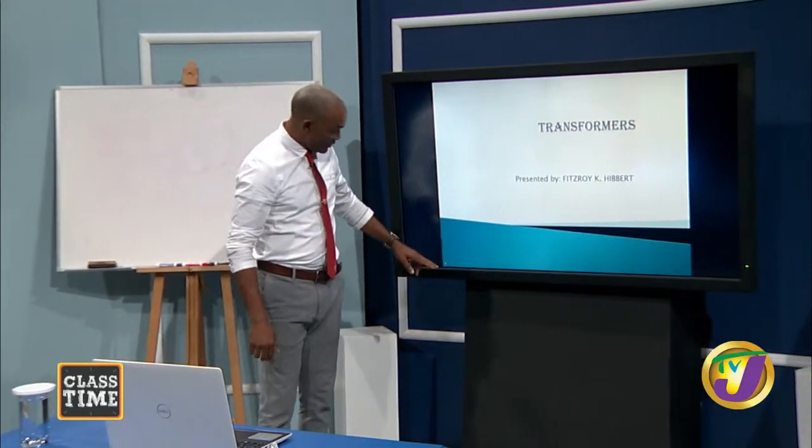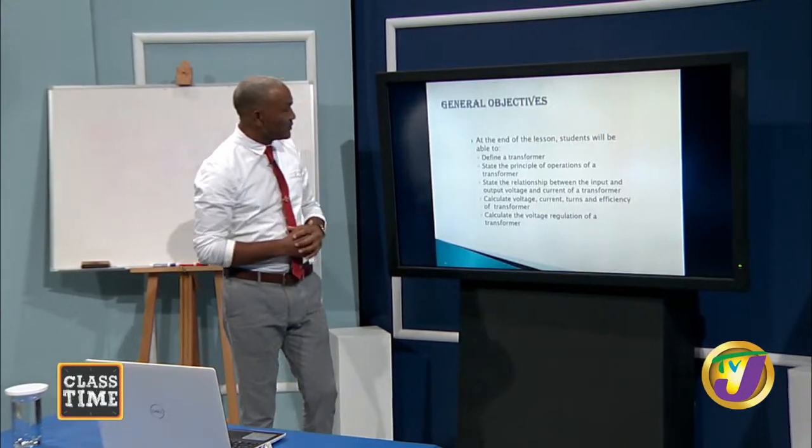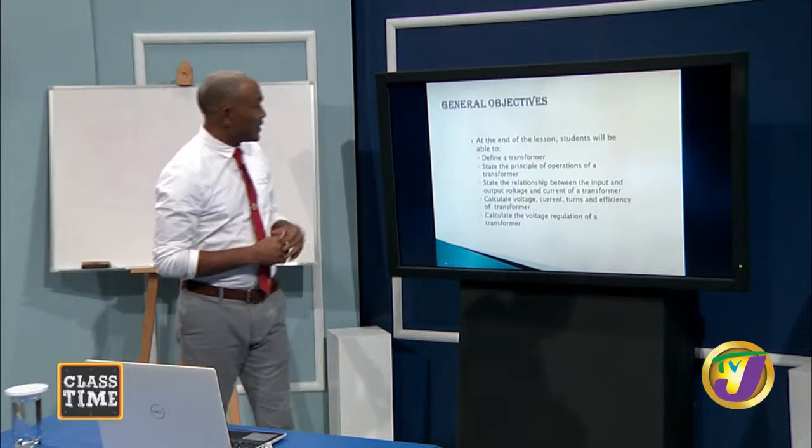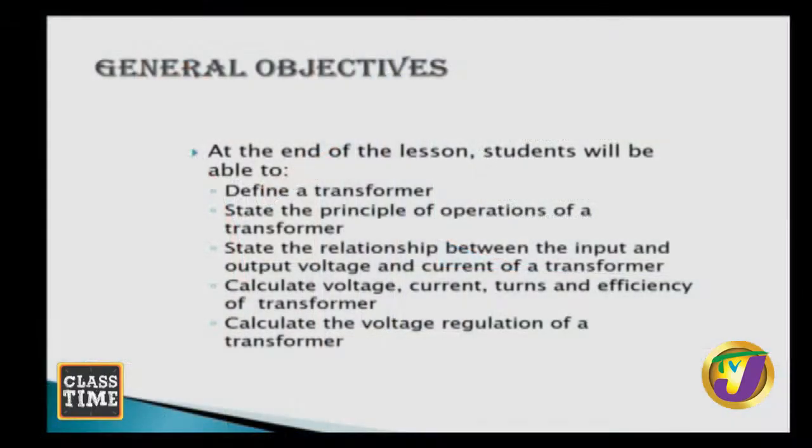Transformers. Our objectives for today's lesson are, at the end of our lesson, students will be able to define a transformer, state the principles of operations of a transformer, state the relationship between the input and output voltage and current of a transformer, calculate the voltage, current, turns and efficiency of a transformer, calculate the voltage regulation of a transformer.